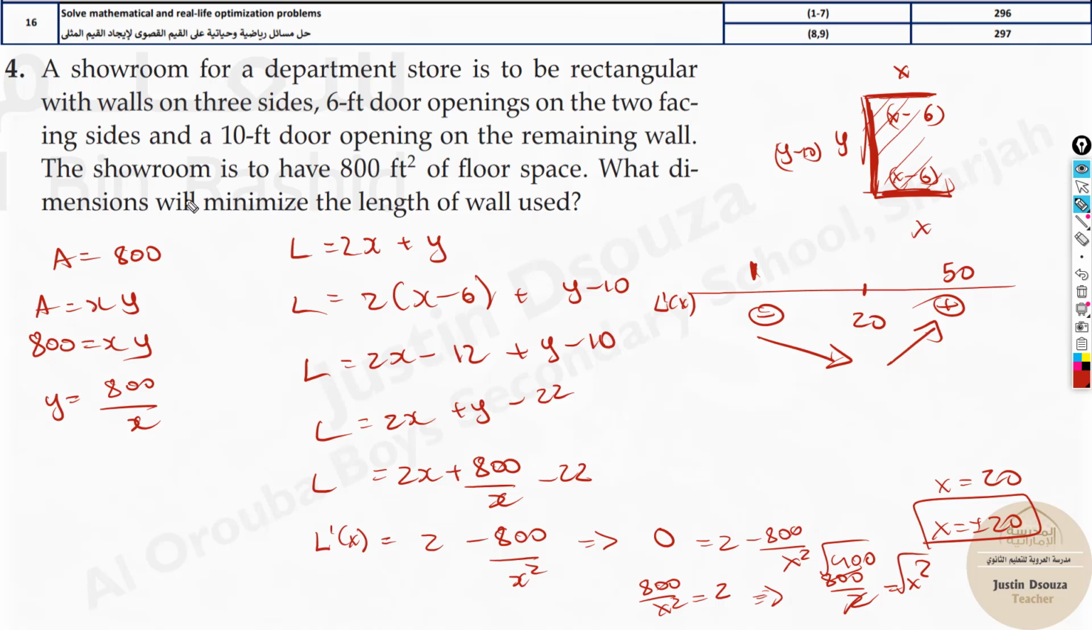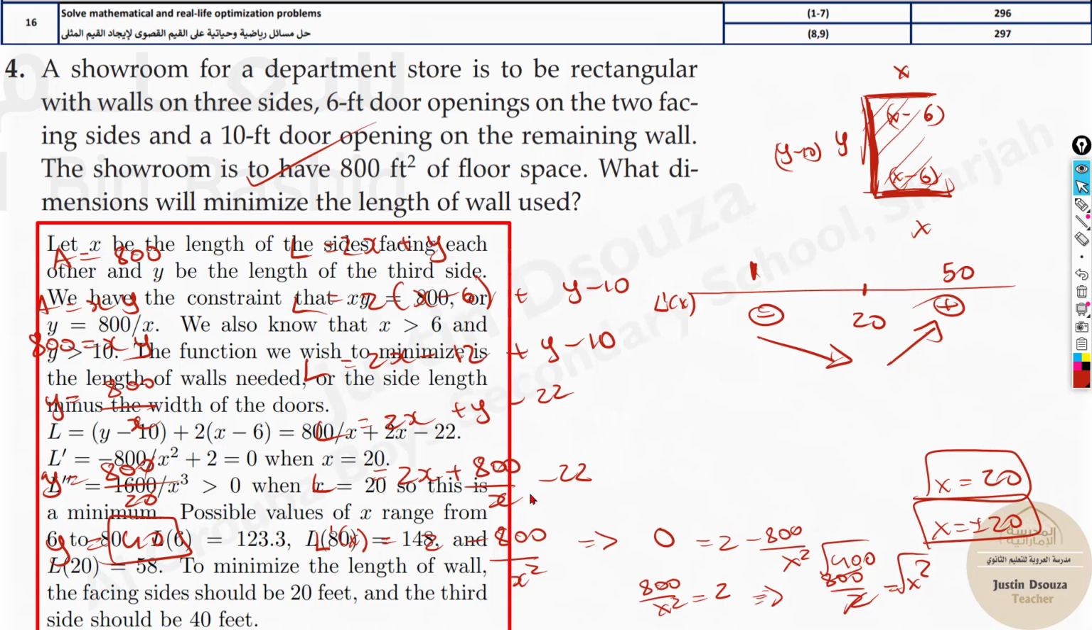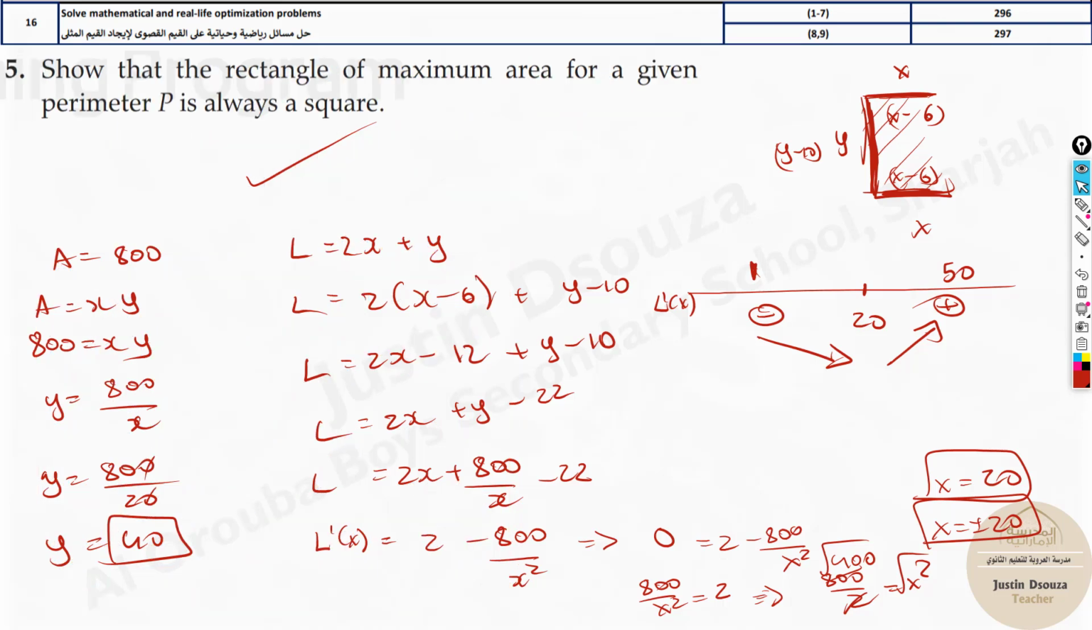And yes, this is proven. It's the minimum length, whatever you find out. And what is the y value? Over here, y equals 800 divided by x, which is 20, right? Now solve this, it will be 40. So y equals 40. When you have the dimensions of x equals 20 and y equals 40, you will have the minimum length for the wall. So this is how we solve it out. You can see here it's 20 feet and 40 feet. So this is how we solve this problem.